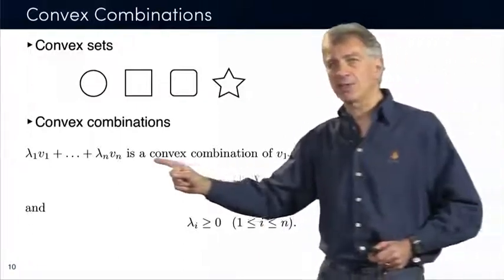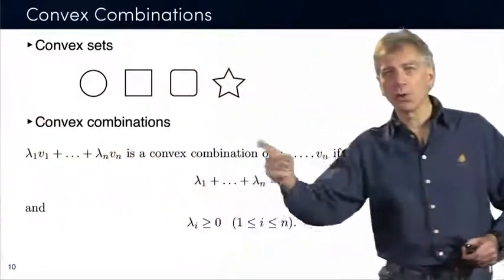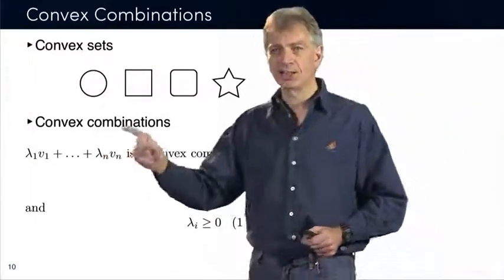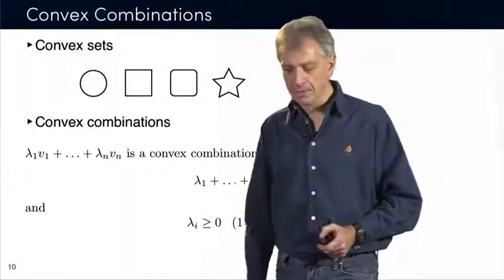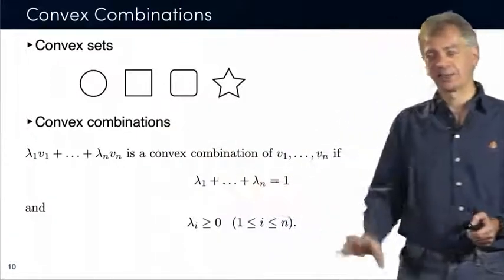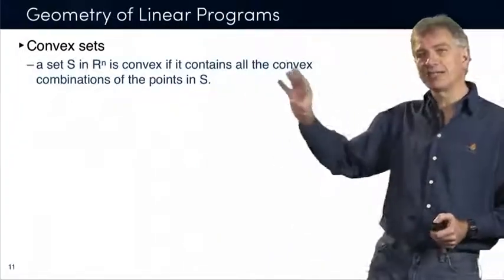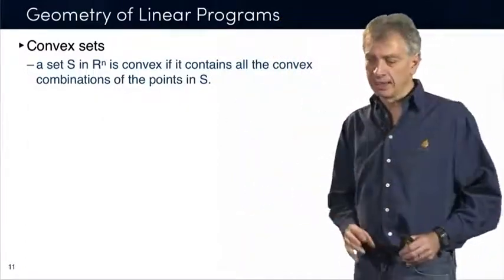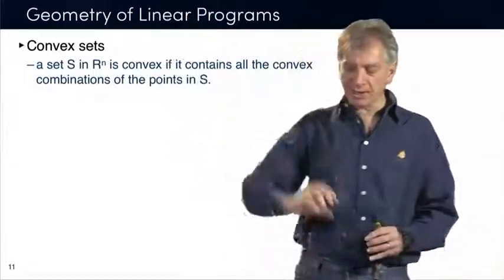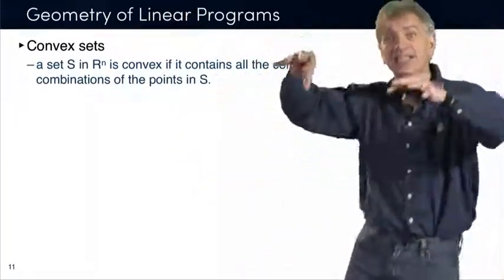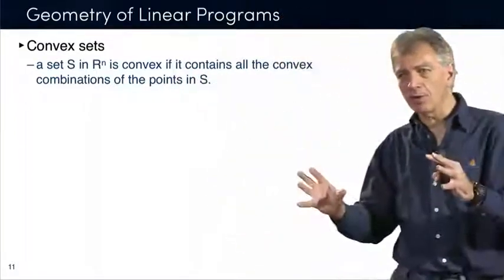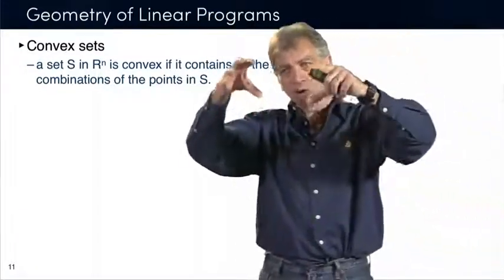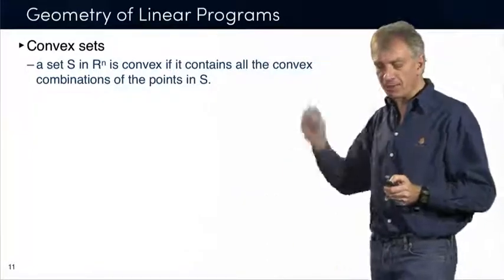So if I have an expression like this, and I make sure that the lambdas sum to 1, and all of them are greater or equal to 0, then I have a convex combination of the points V1 to Vn. So this is how I can define a convex set. A set essentially is convex if you take points in the set and all the convex combinations of those points are inside the set. So that's a convex set.